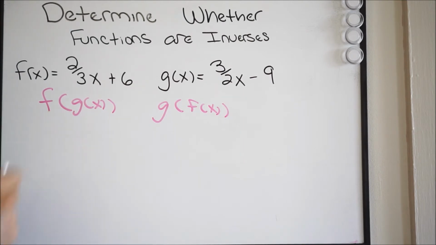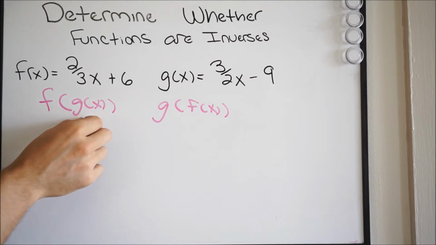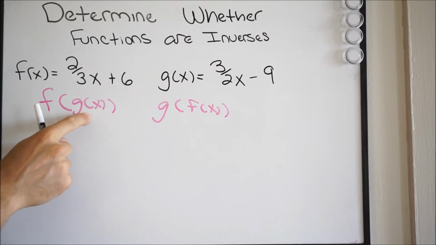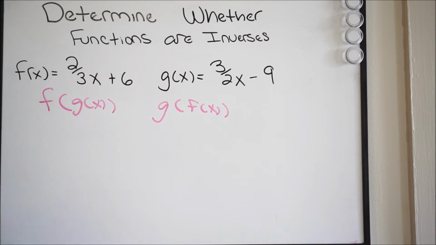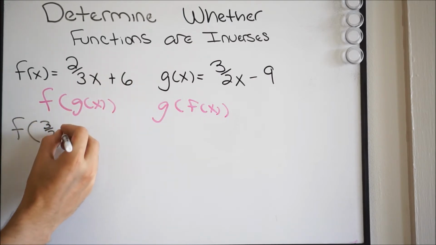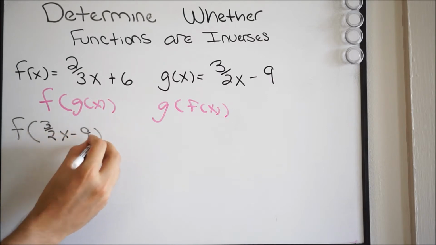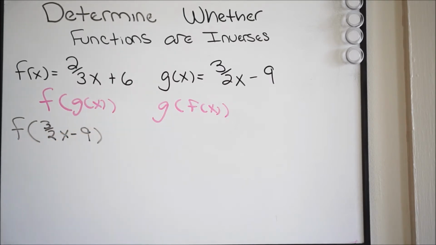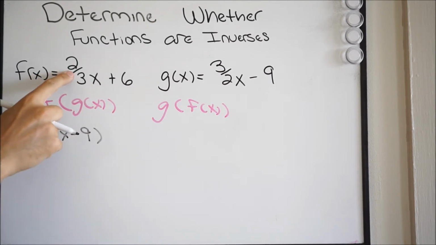So we have f compose g of x. Remember, when you're dealing with compositions, you work your way from the inside out. So we're going to start with g of x, and we're going to just plug it right in here. So we'll have f, and then in parentheses we have 3 over 2x minus 9. At this point, you're going to go to your function f of x, and wherever you see an x, you're going to plug this part in.